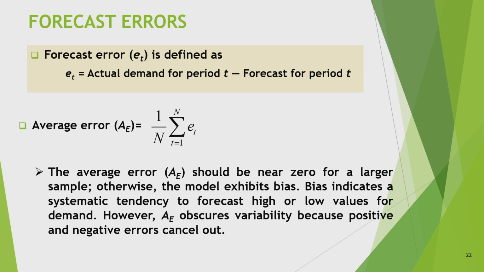Forecast error is defined as E(t) is equal to actual demand for period t minus forecast for period t. So, we can simply add all the errors and divide by the number of observations n and we can find the average error. This average error should be near 0 for a large sample, otherwise the model exhibits bias. If the average error is on this side or that side, that means it is a bias. Bias indicates a systematic tendency to forecast high or low values for demand. However, the average error obscures variability because positive and negative errors cancel out.